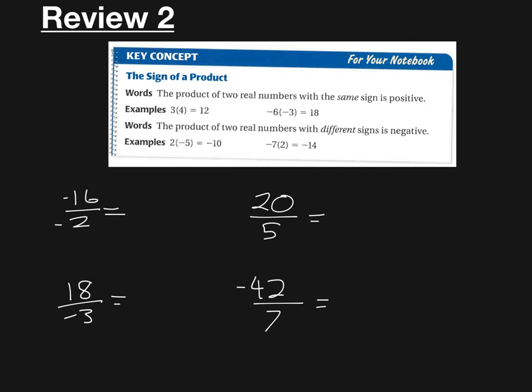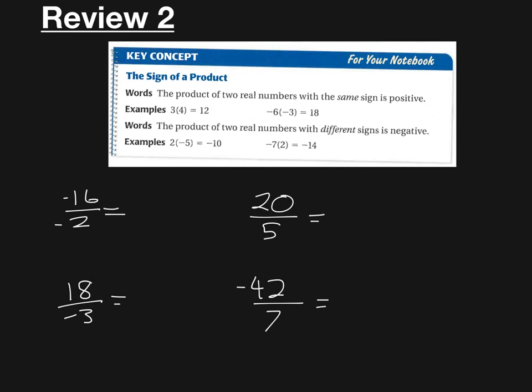positive. So if we have 3 times 4, that's going to give us 12, positive 12. And if we have negative 6 times negative 3, because they have the same sign, our answer is positive, positive 18. When we have two numbers with different signs, the result is going to be negative. 2 times negative 5 gives us negative 10. Negative 7 times positive 2 gives us negative 14.